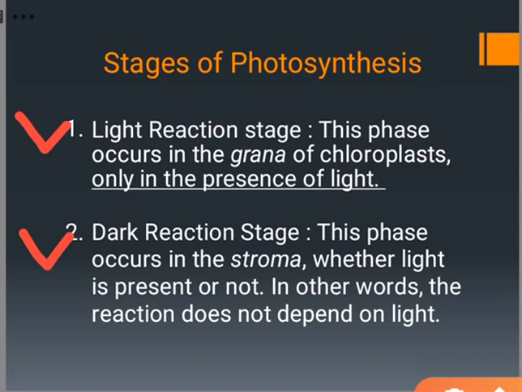This phase occurs in the grana of the chloroplast. There's a portion of this chloroplast that is referred to as the grana. That is where the light reaction stage of photosynthesis takes place. And we call it the light reaction stage because it occurs only in the presence of light. Please, you should note this, that the light stage occurs only in the presence of light.